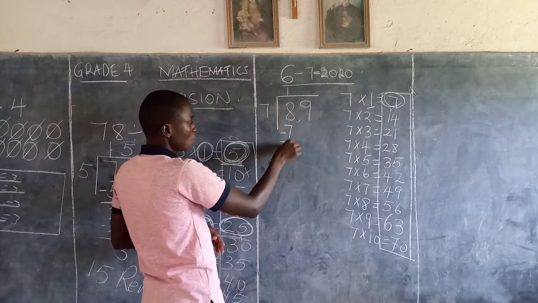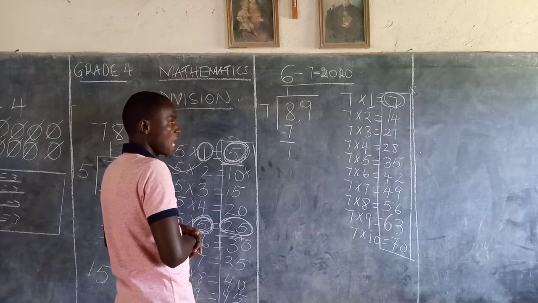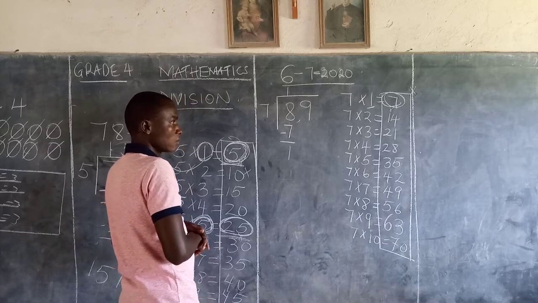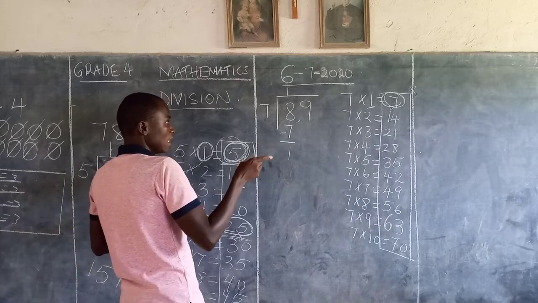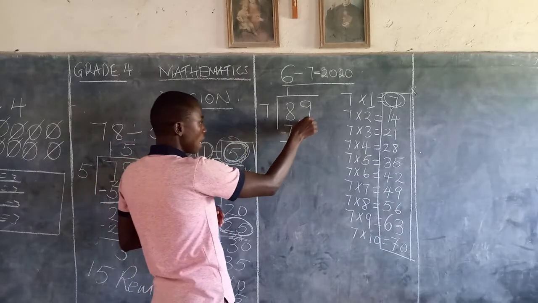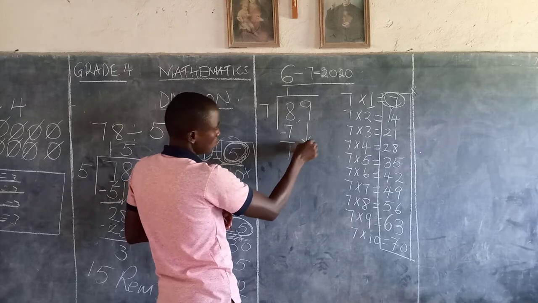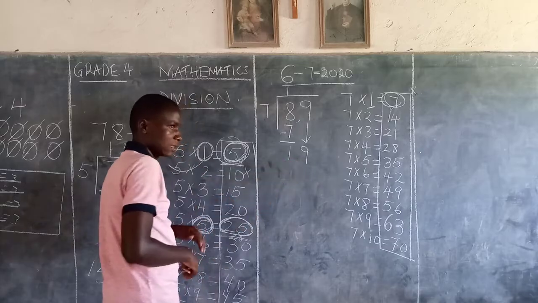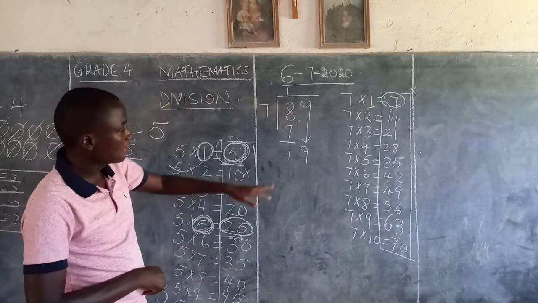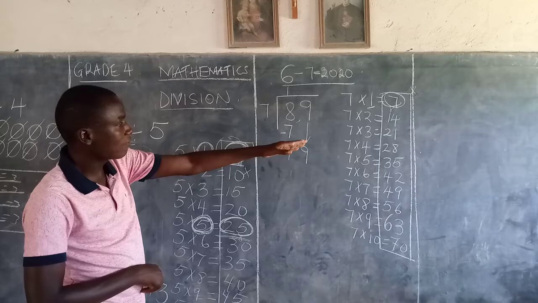Here subtract to get what? 1. We have done with 8. We have subtracted here. The next step, you bring the next digit. The next digit was 9. You bring it down using that arrow, and then right there to form 19. You have 19, go back to your table. Where do you have 19?